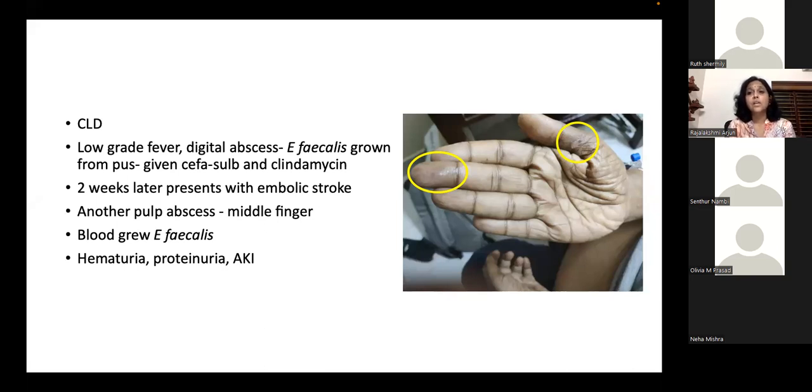And this abscess pus was drained and it grew E. faecalis, and he was treated with cefepime, sulbactam, clindamycin, which is not the drug of choice for that organism. And 2 weeks later, he presents with embolic stroke. At this point in time, another pulp abscess was noted in the middle finger, and blood grew E. faecalis. He was also noted to have hematuria and proteinuria, an acute kidney injury, and a suspected glomerulonephritis. And on auscultation, he has an early diastolic murmur in the left sternal border.